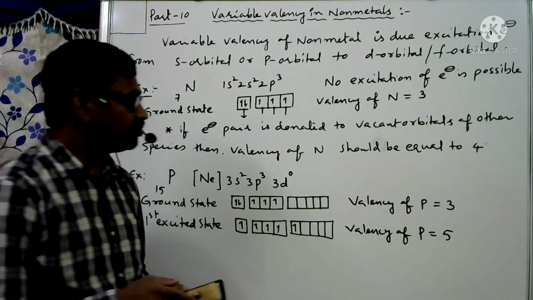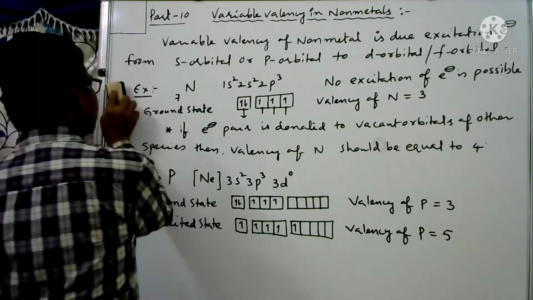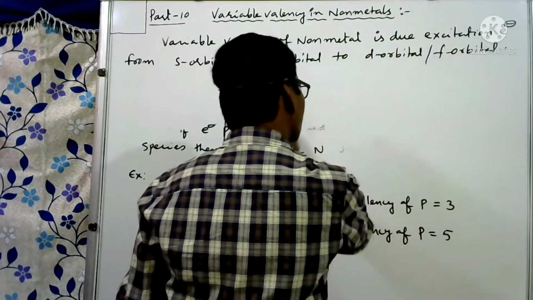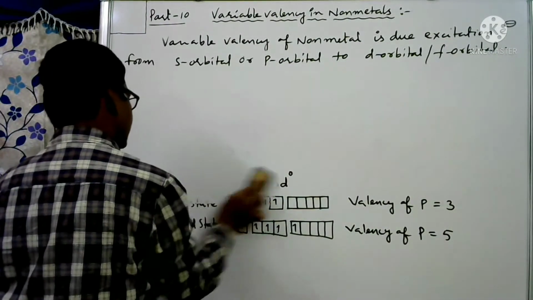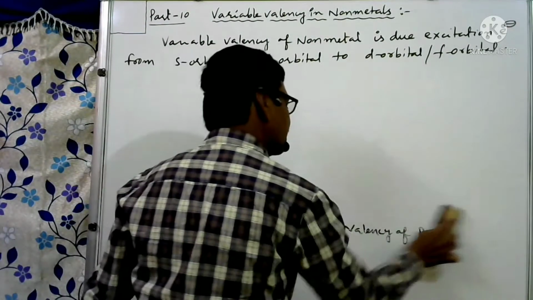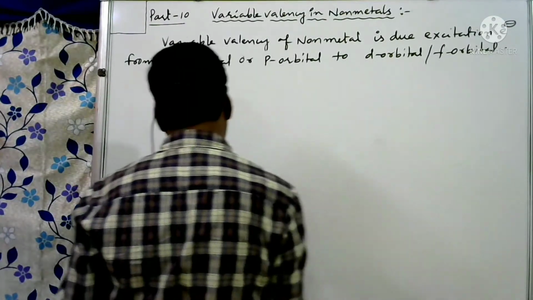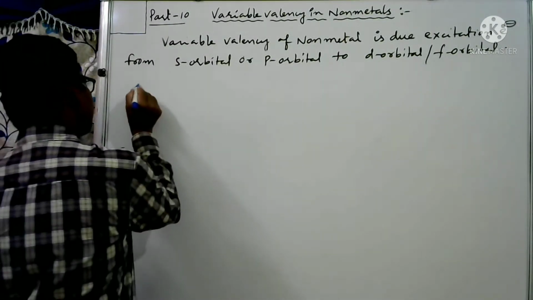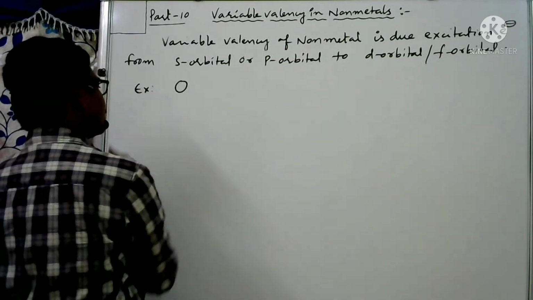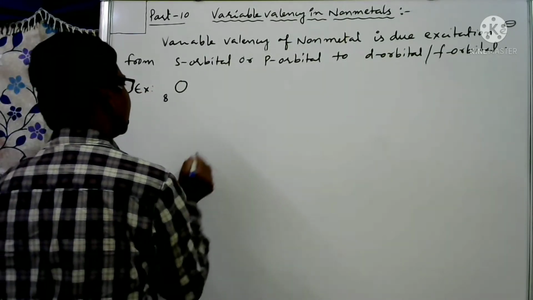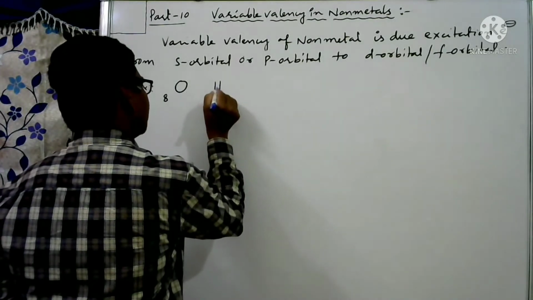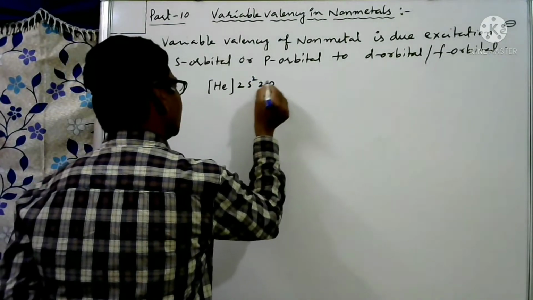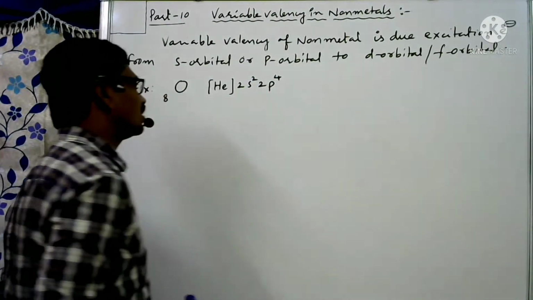Then I am taking one more example here, that is oxygen. Oxygen, then below that we have sulfur, the same group. First we will discuss about oxygen, in ground state and in excited state. Excited state is possible or not, we have to check here. Here I am taking example, that is oxygen. Atomic number 8. So here helium 1s2, then 2s2, 2p4.